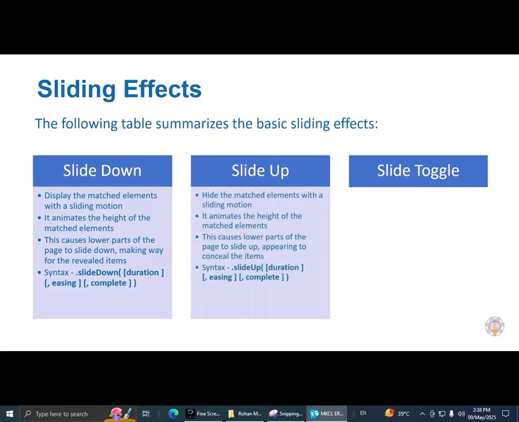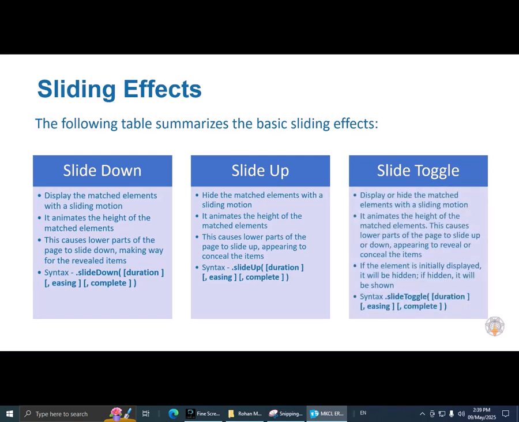The slide up effect hides the matched element with a sliding motion. It animates the height of the matched elements. This causes the lower part of the page to slide up, appearing to conceal the items. The slide toggle effect either displays or hides the matched element. It will either reveal or conceal the items. The syntax parameter for all the items can have the duration, easing, and complete function.